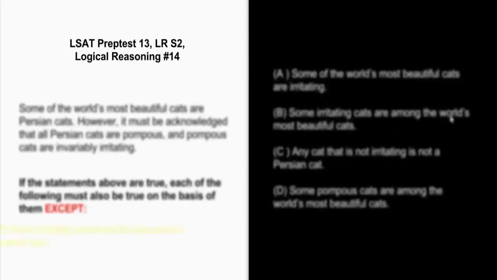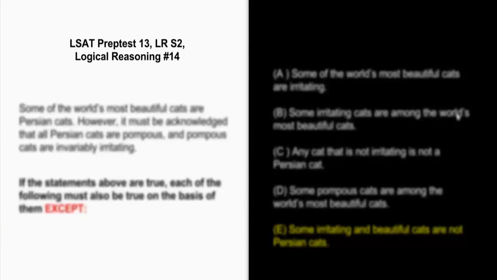B: some irritating cats are among the world's most beautiful cats. Well, that's also in the circle, guys. That's why that's wrong, because irritating and beautiful cats are both in the circle. Now let's take a look at C: any cat that is not irritating is not a Persian cat. You notice what they did here? A and B both start with some, and now all of a sudden we jump to all. Let's see what we can say about all.